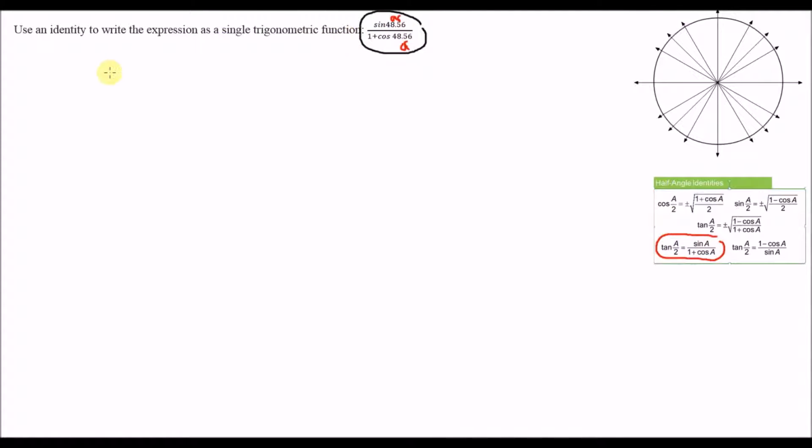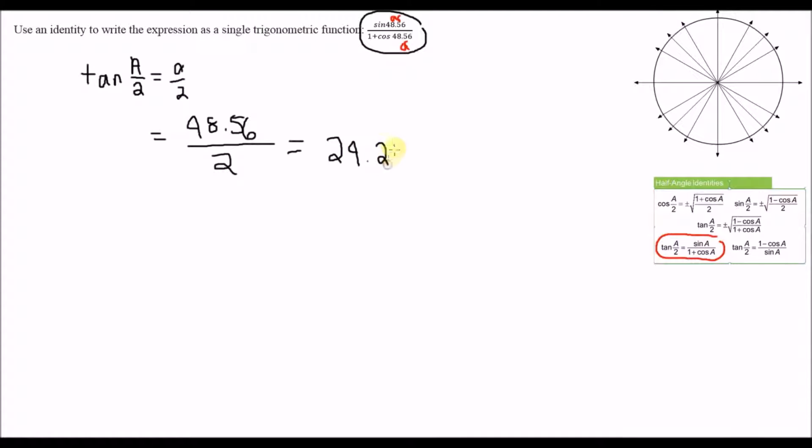So this equals tan A over 2. Or we can just say for us alpha over 2. And alpha in this case is 48.56. So 48.56 divided by 2, that is 24.28. So A over 2 is 24.28.